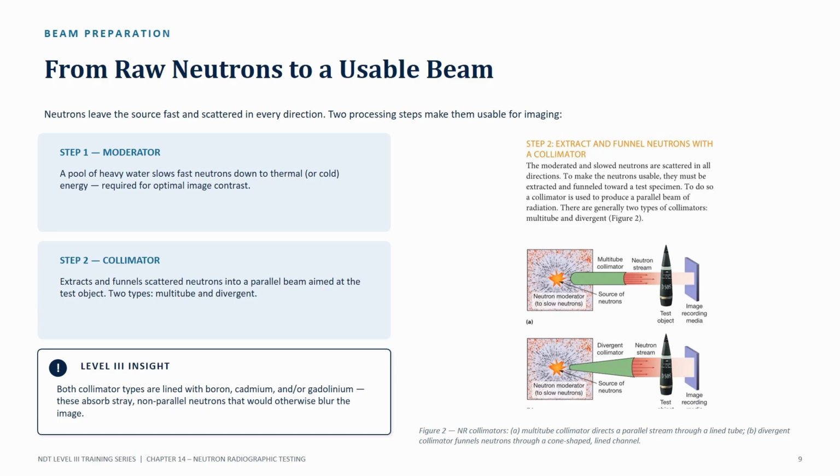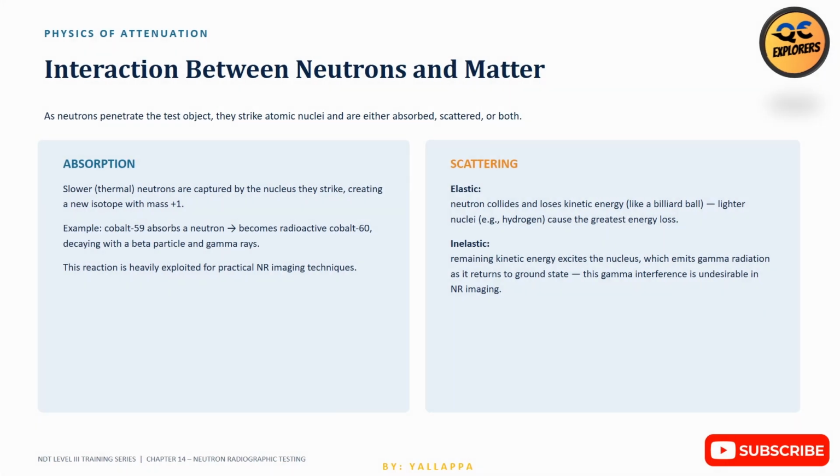Now that we've prepared the neutron beam, the next step is to understand what happens when those neutrons actually enter the test specimen. Let's examine how neutrons interact with matter. We've successfully generated the neutron beam and prepared it for inspection. Now comes the most important part of the imaging process. What actually happens when neutrons enter the test object?